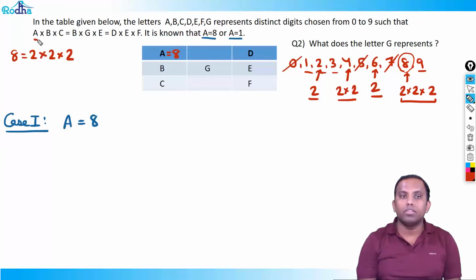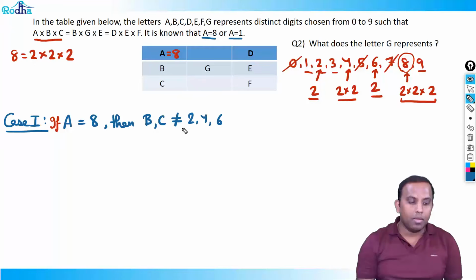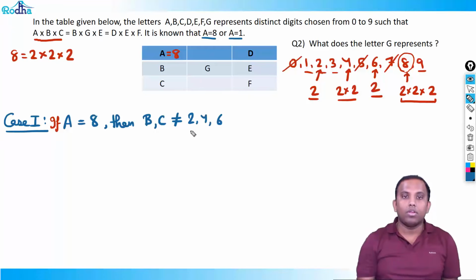Here's the first term. 3 twos I am using in the first term, right? So obviously, I should not use B and C. I should not take any value of 2. If A is equal to 8, then understand this point, B and C cannot be equal to 2, 4 and 6. B and C cannot be equal to 2, 4 and 6, right?